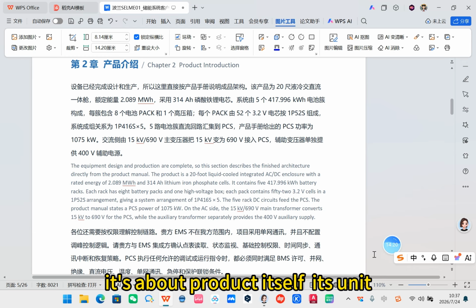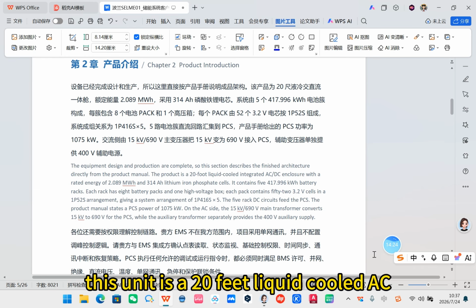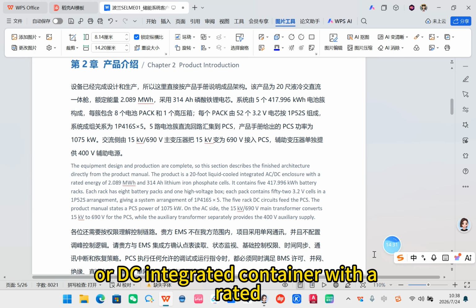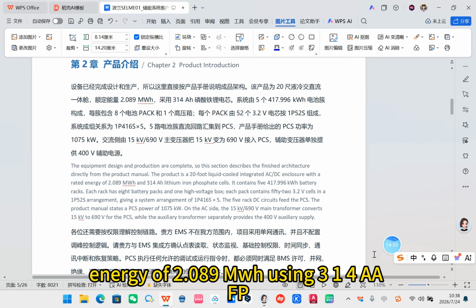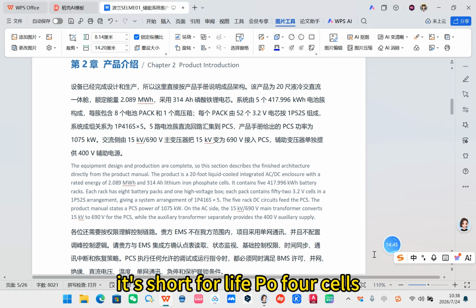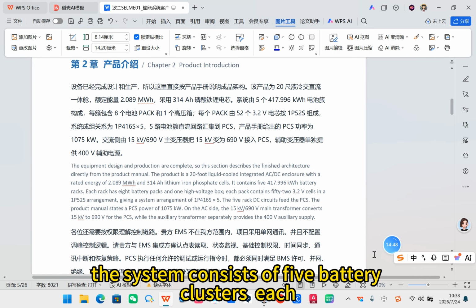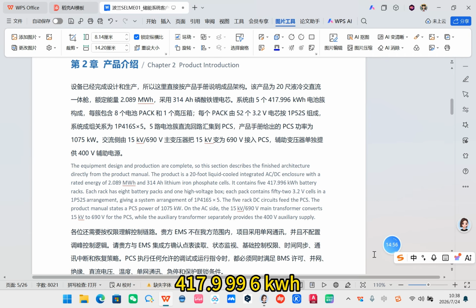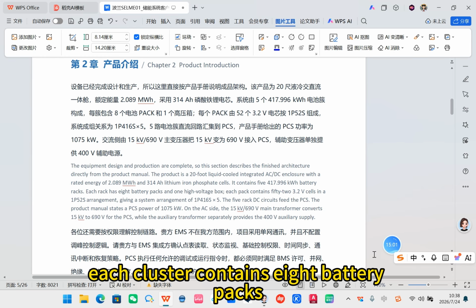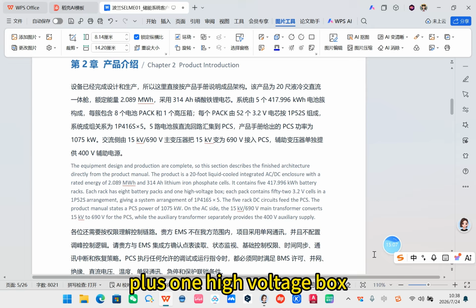It's about the product itself. This unit is a 20 feet liquid-cooled AC or DC integrated container with a rated energy of 2.089 MWh using 314 Ah LFP cells. It's short for lithium iron phosphate cells. The system consists of 5 battery clusters, each 417.996 kWh. Each cluster contains 8 battery packs plus 1 high voltage box.